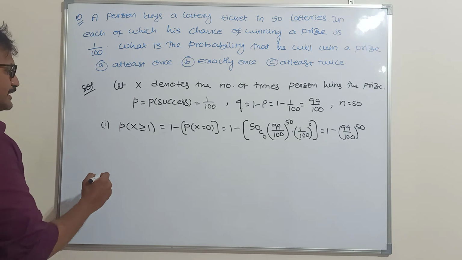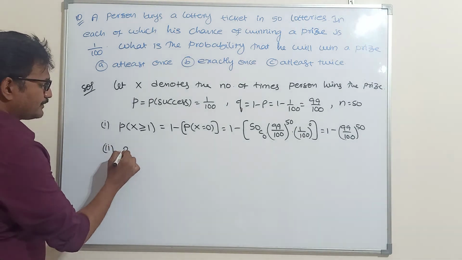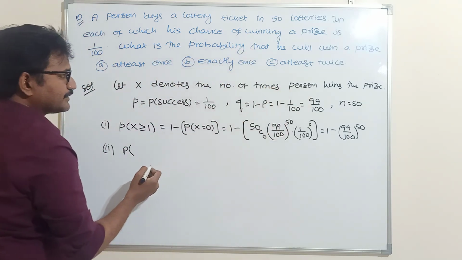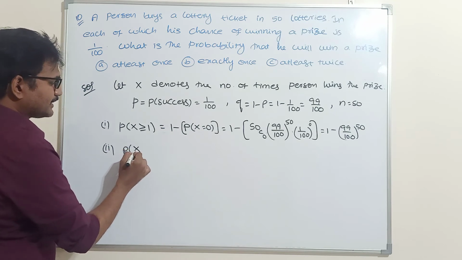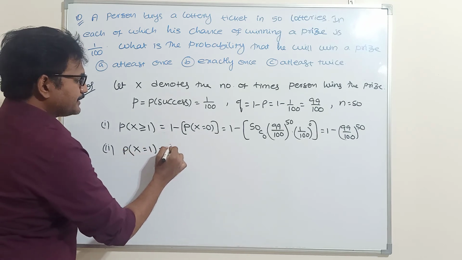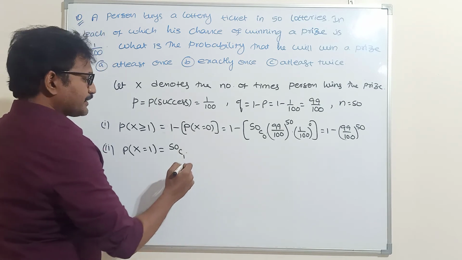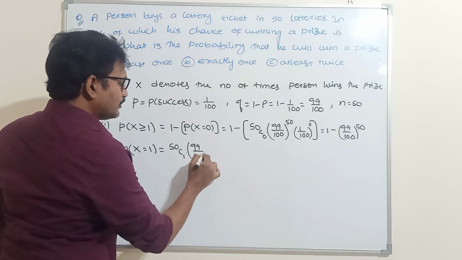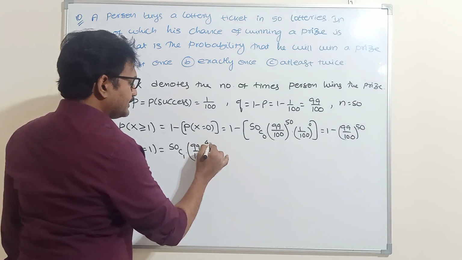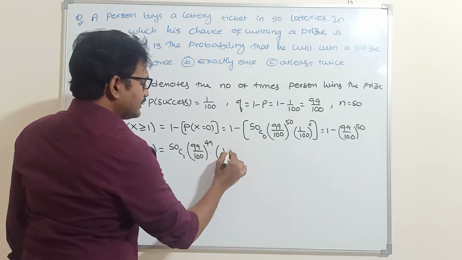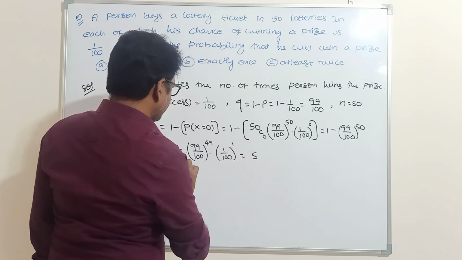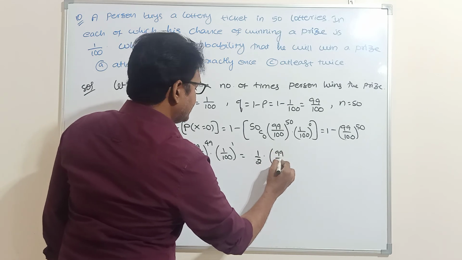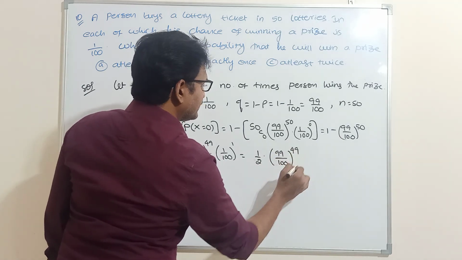Next, second question: exactly once. The probability that the person wins the prize exactly once is equal to 50C1 into 99 by 100 whole power 50 minus 1, that is 49, into 1 by 100 whole power 1. So 50 into 1 by 100 means 1 by 2 into 99 by 100 whole power 49.